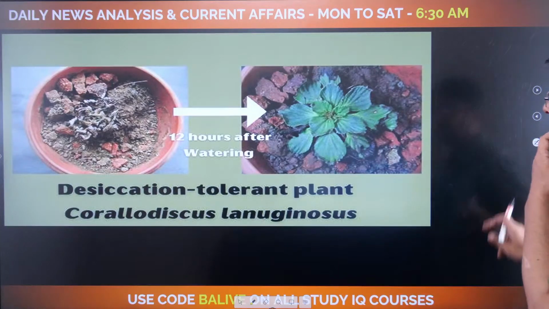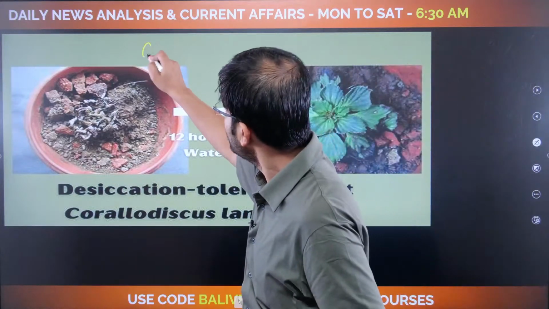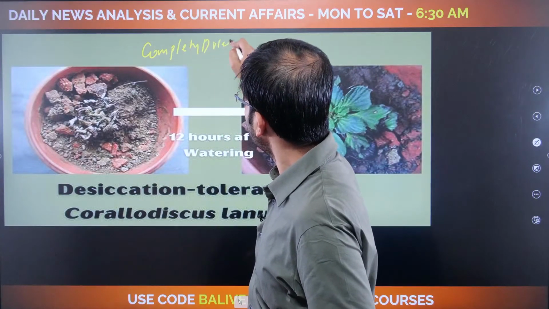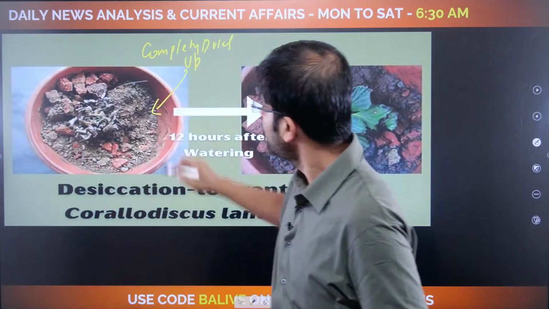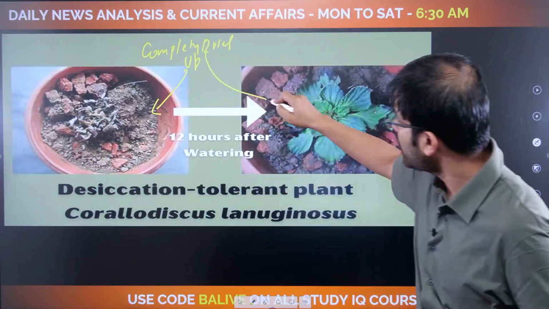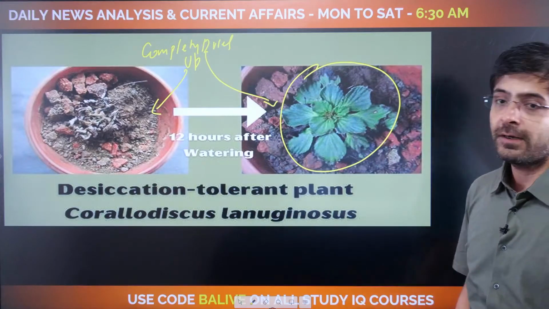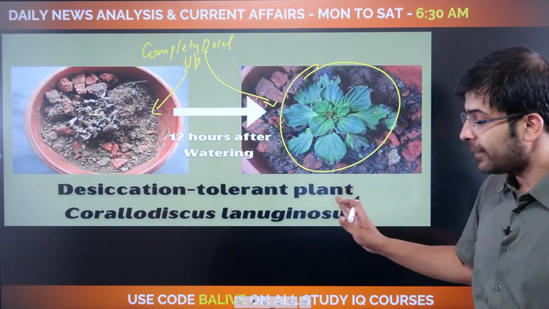So this is what you're looking at, guys. See this photo, completely dried up. This is completely dried up. It looks as good as dead. Yes. And then suddenly, as soon as you put water, see how it comes back to life, which is what a desiccation tolerant plant variety is. Okay. So don't get confused in the examination.